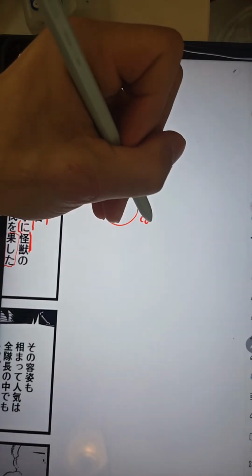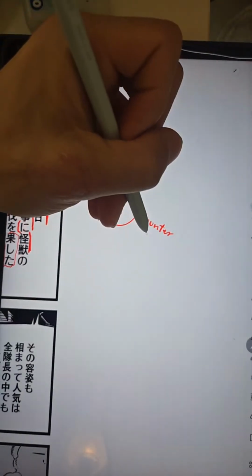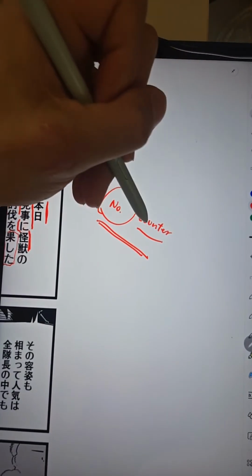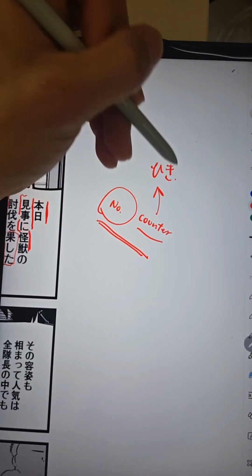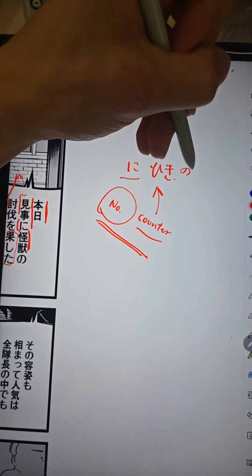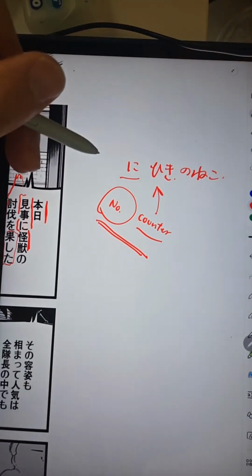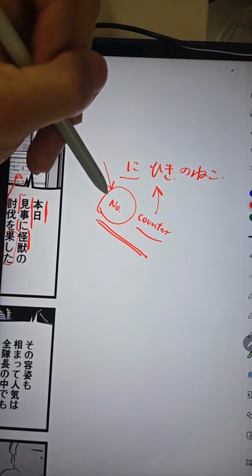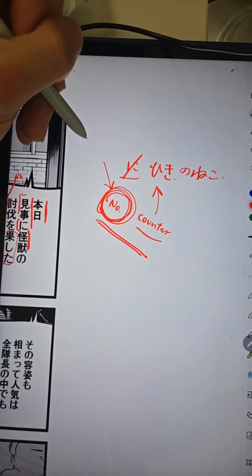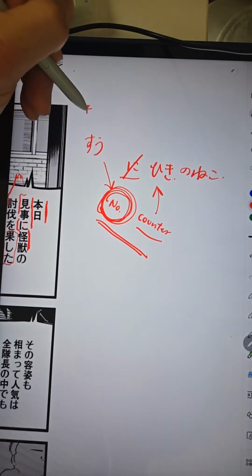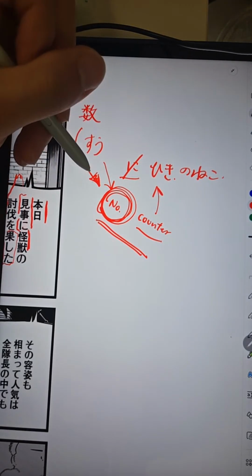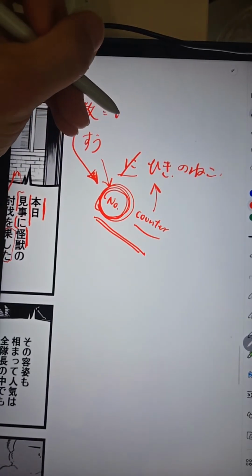Number plus counter is how we usually use numbers. For example, the counter hiki is for small animals. So if you want to say, I have 2 cats, 2匹の猫がいる, I have 2 cats, right? If, in the place where you usually put numbers, instead of putting an actual number, you put su, again that kanji that means number, it means a couple.